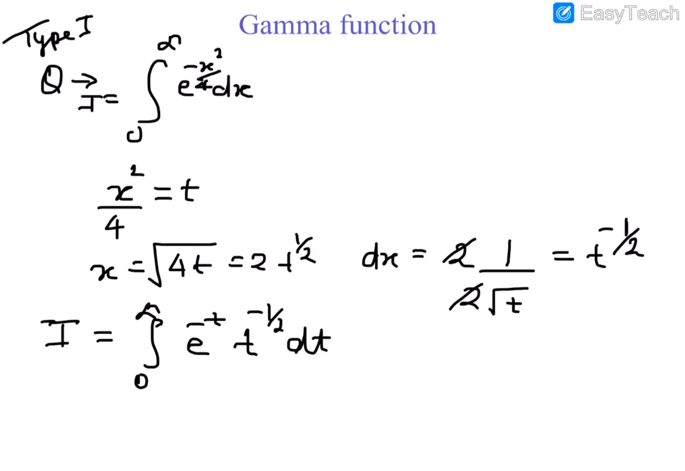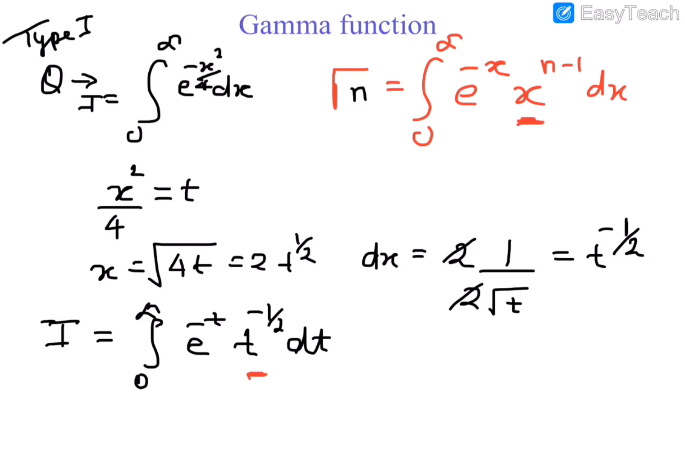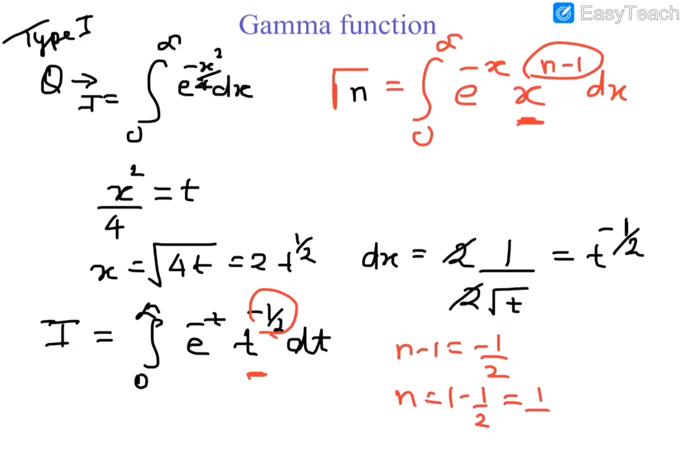So again you can relate this with the basic formula of gamma function. What was the basic formula of gamma function? It is from 0 to infinity e raised to the power minus x and x raised to the power n minus 1 dx. So here the dummy variable is just t. What is the difference between these two equations? You can just say minus half is there and n minus 1. So n minus 1 is equal to minus half, and therefore n is equal to 1 minus half, that is equal to half. So you can write that this integration is nothing but gamma function of half.